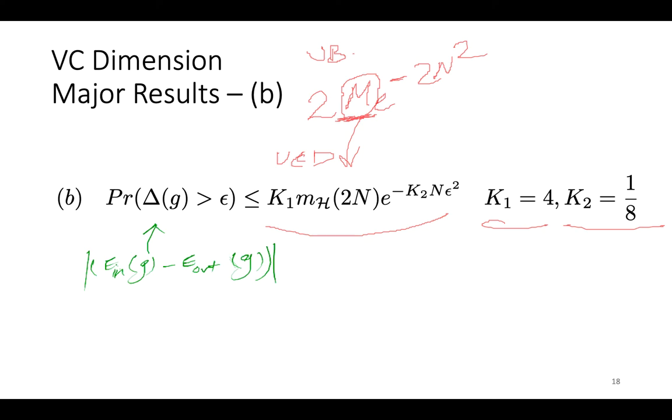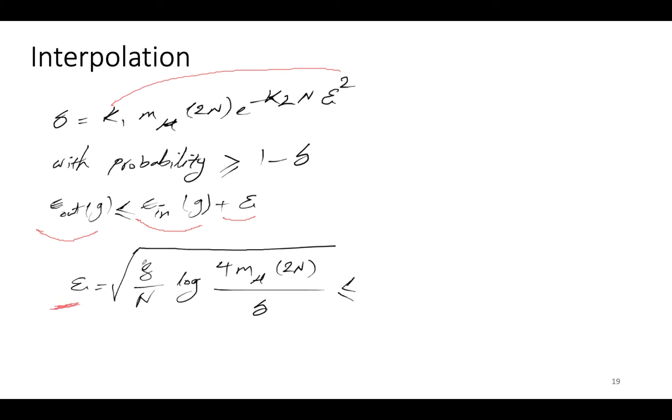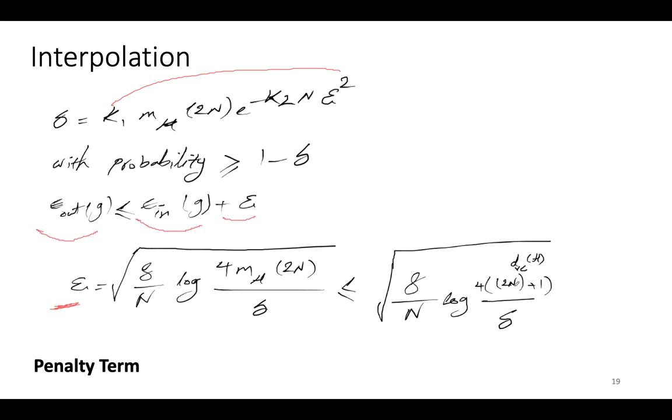Now let's put them all together and have a complete upper bound. Let's define this value as delta. With probability greater than 1 minus delta, those confidence levels that we talked about two lectures ago, we could say that the test error, the out-of-sample error of g, is your training error plus some epsilon, within a range of epsilon. And we would define epsilon as the square root of 8 divided by n times log of 4 m_H of 2n divided by delta. And this is smaller than this value, which is effectively a VC dimension of 2D.